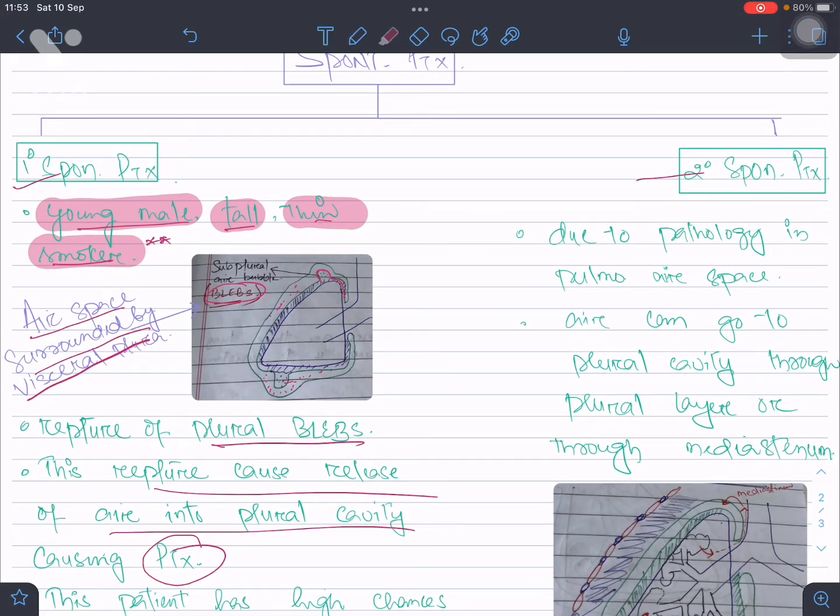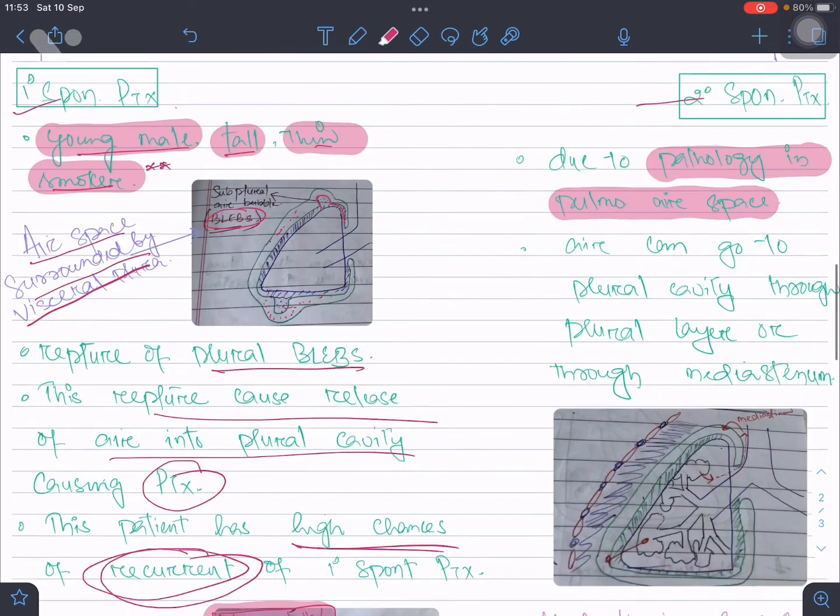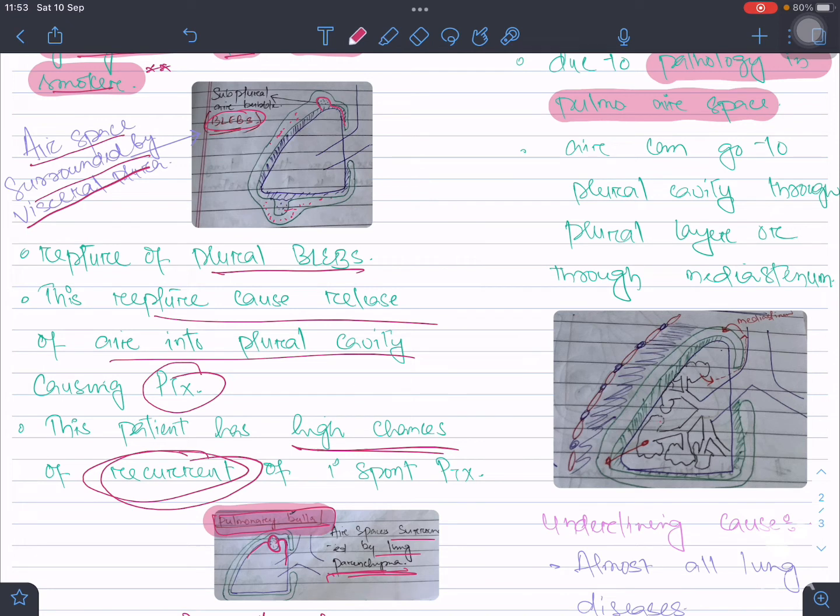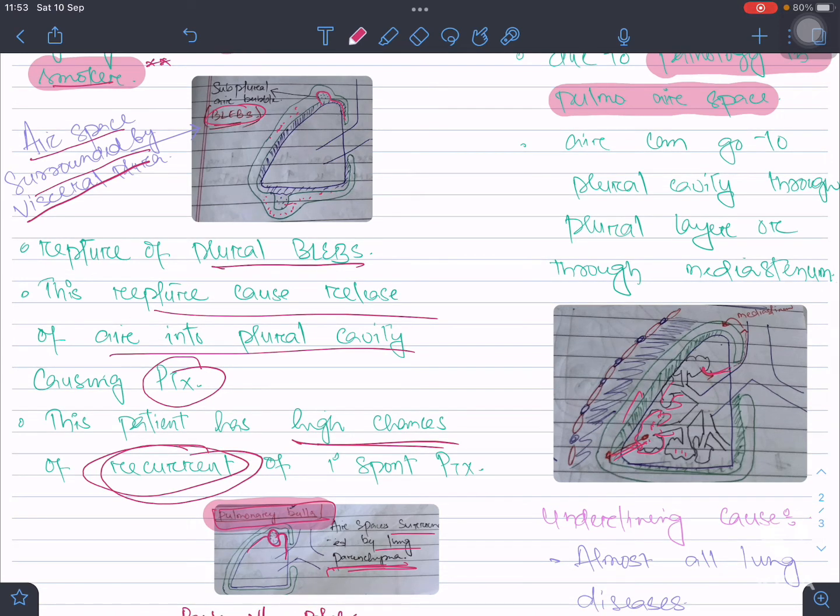Okay, so when we come to another topic, that is secondary pneumothorax, this is due to pathology. There will be a pathology in secondary. There should always be an underlying lung disease, might be mild or serious. Okay, here in the secondary pneumothorax, there is pathology in the pulmonary air space. So when there is any pathology in the pulmonary air space, which means there will be air inside these pockets, due to pathology this air can leak out like this. Once the air leaks out, it can go to the cavity through the pleural layer or through the mediastinum. Okay, through the mediastinum it can go through the parietal layer, and if it goes through the pleural layer, it can go through the visceral layer, and there will be presence of air in the cavity.